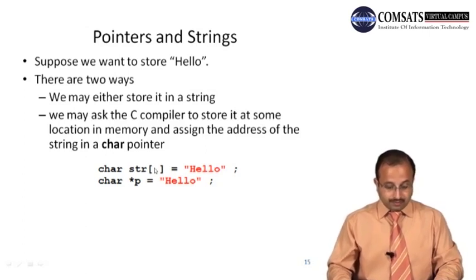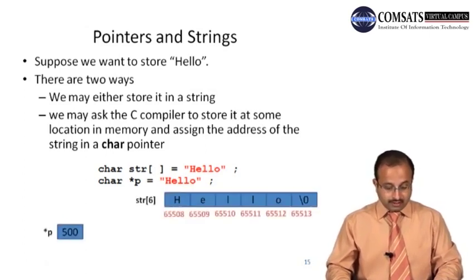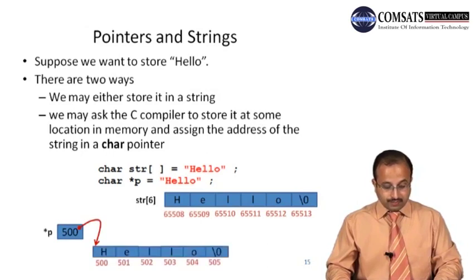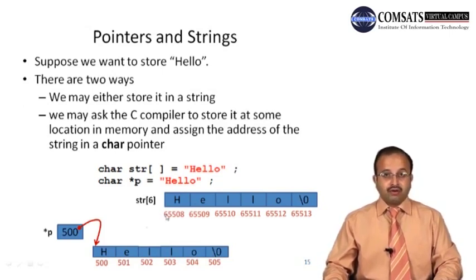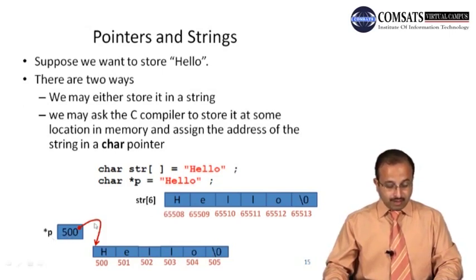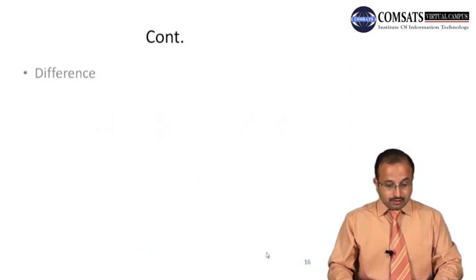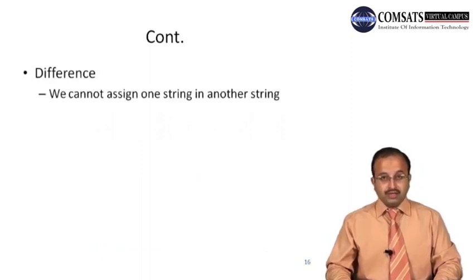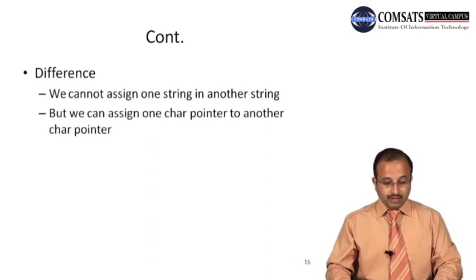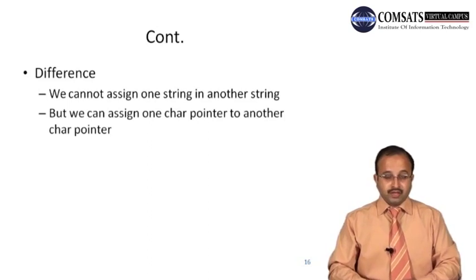Now what is the difference? This is the first case and this is the second case, right? Now they are both different. str contains the base address of the character array or string, while this pointer variable contains the starting address of the memory location where you have the string hello. Difference: we cannot assign one string to another string, but we can assign one character pointer to another character pointer, because a character pointer is a variable. That is a variable, you can change its value.